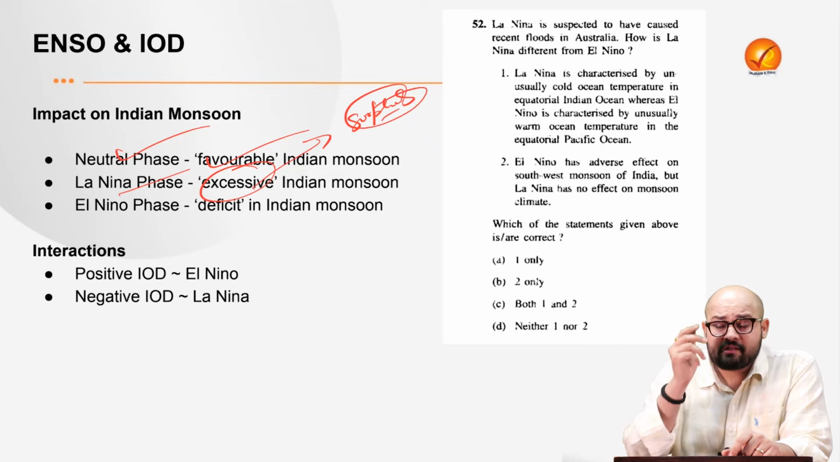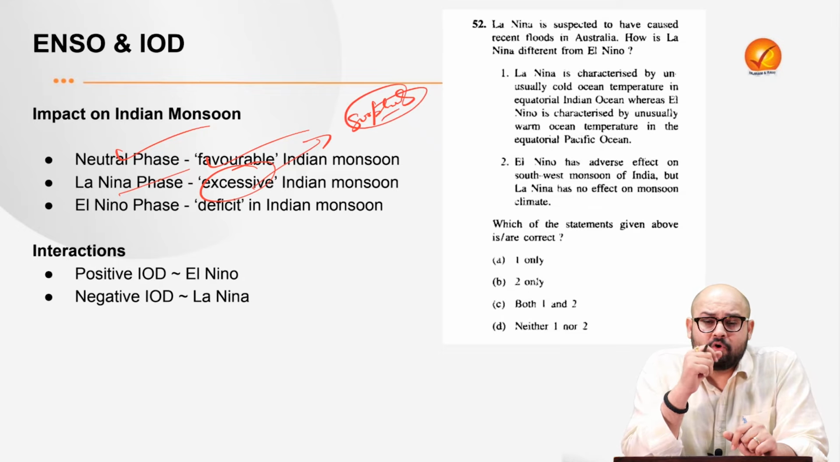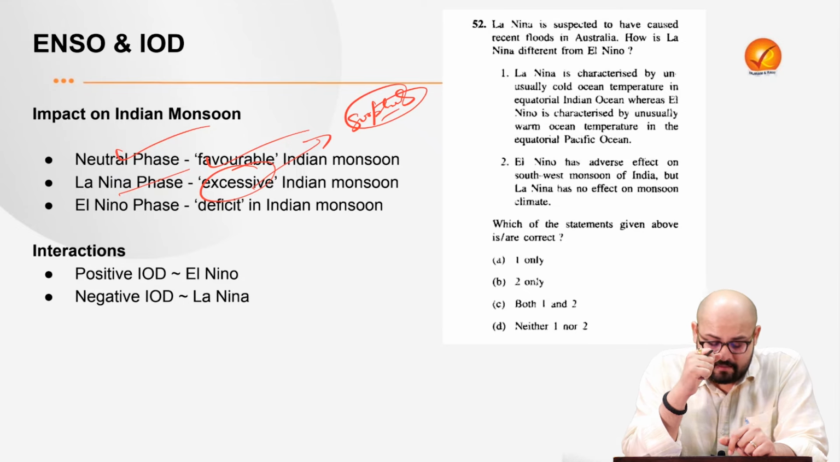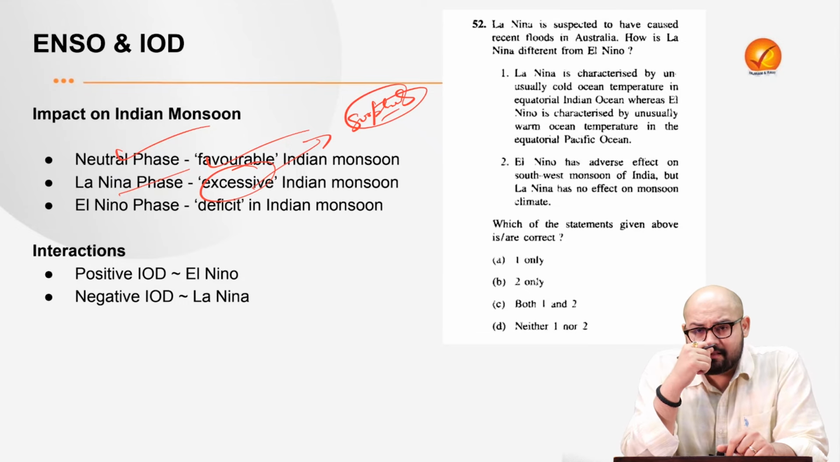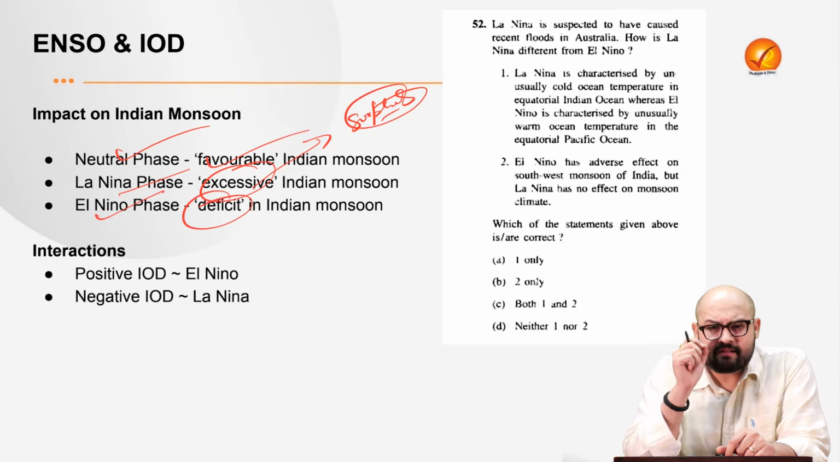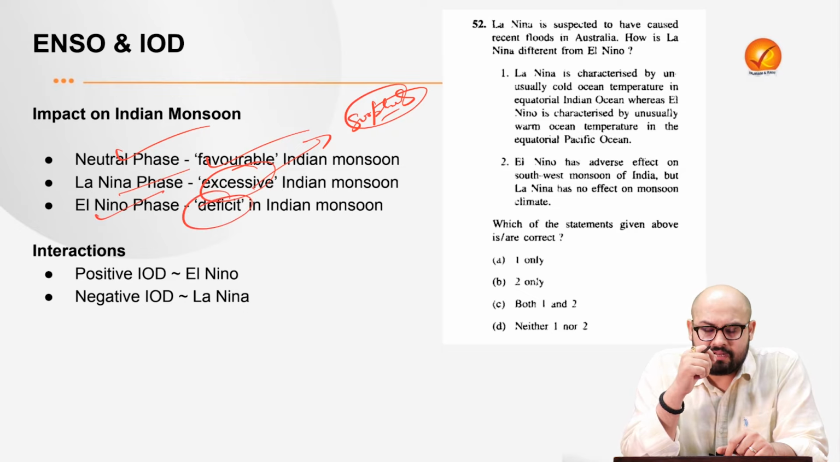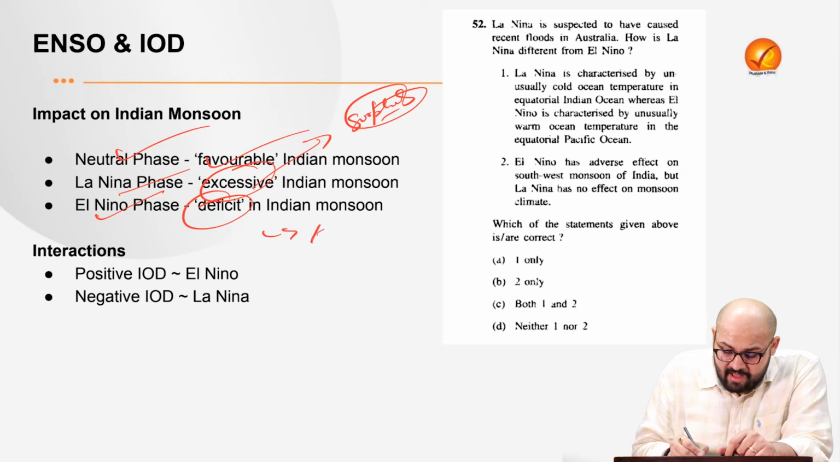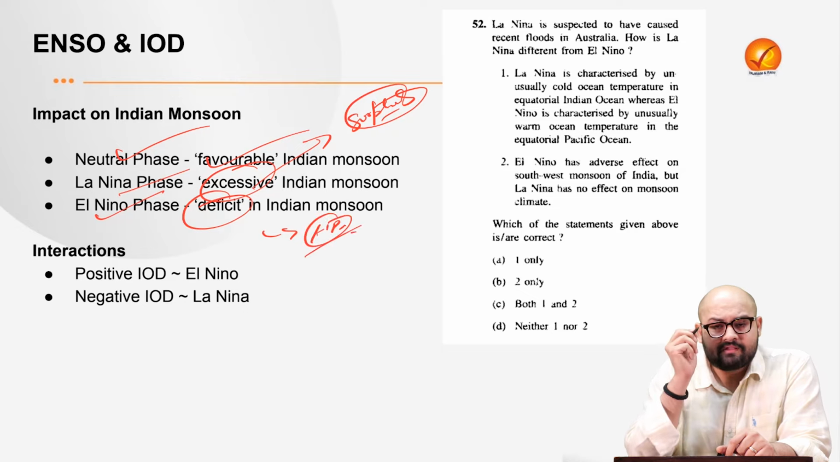Why surplus? That is because there's a development of extreme low pressure conditions on the Western Pacific, right? And high pressure conditions on the Eastern Pacific. Then the El Nino phase, in this we have got deficit, very less rainfall, leading to drought-like conditions in India, right? Because of the development of high pressure conditions on the Western Pacific.